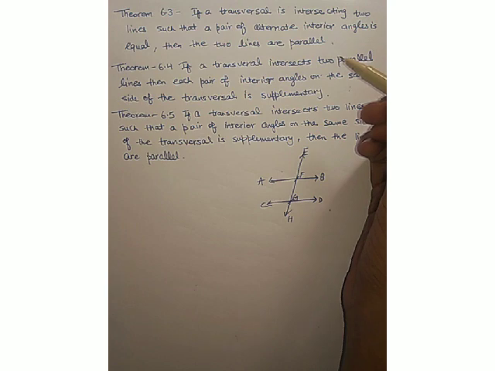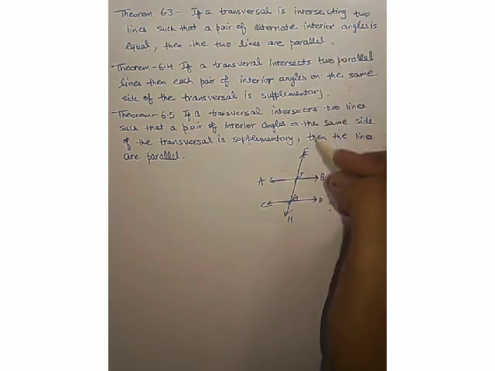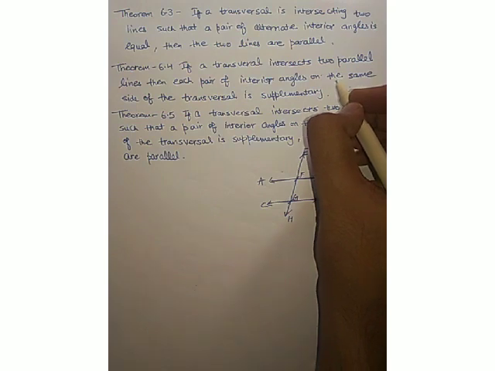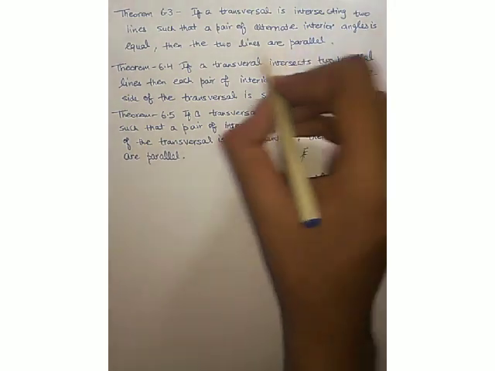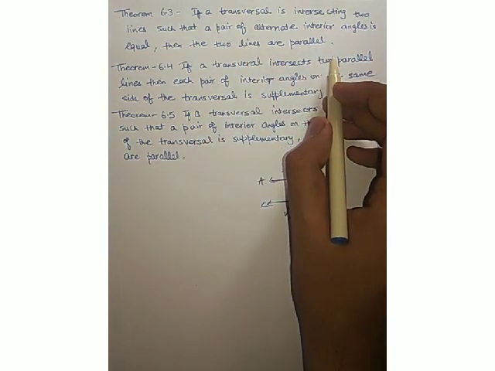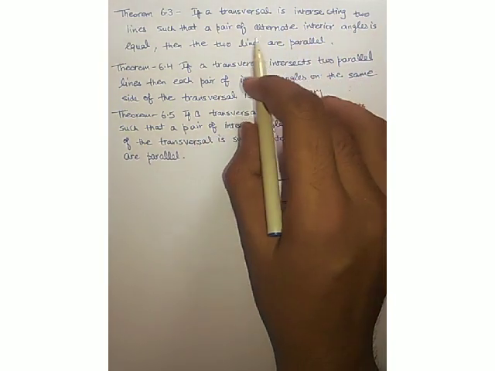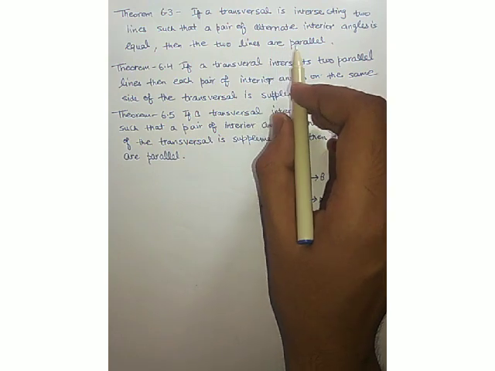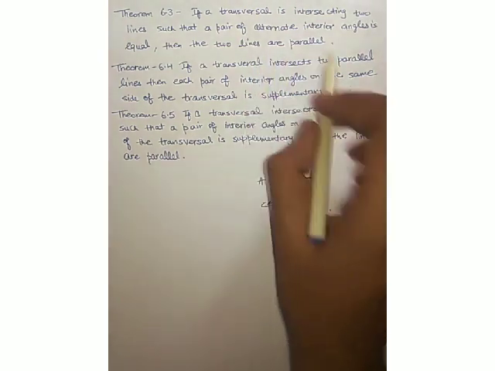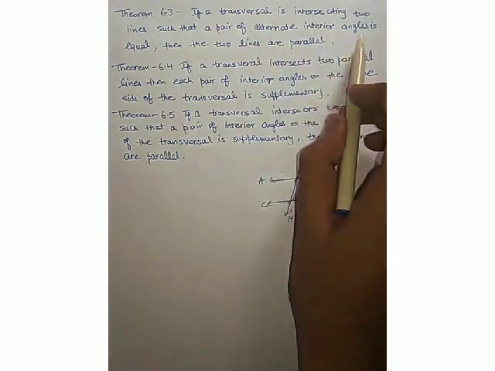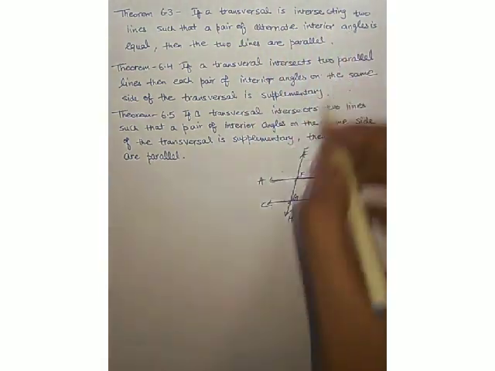Okay, let me help you. If a transversal is intersecting two lines, and it's not at all given whether the lines are parallel or not, and the pair of alternate interior angles is equal, then the two lines are parallel. It's proven. It's basically like axiom 6.4, which was the converse of the corresponding angles axiom. So just keep this in mind.